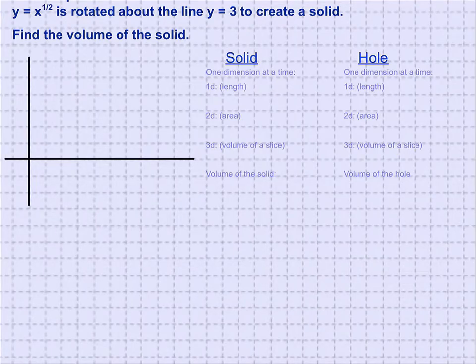In this video, we're going to take a look at one slight wrinkle with these volumes of solids of revolution. So we're going to take the line y equals x to the 1/2, which hopefully you recognize as the square root of x. So we should know what that looks like. It'll go through (1, 1), (4, 2), (9, 3).